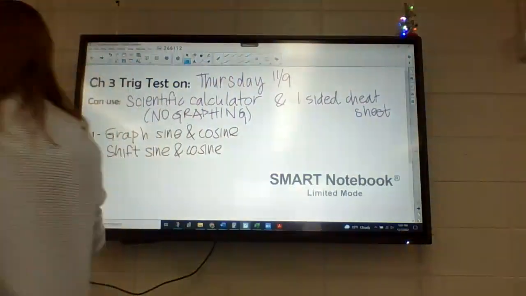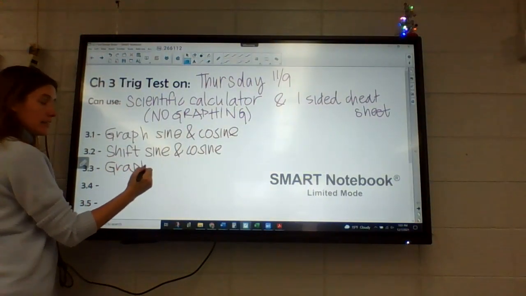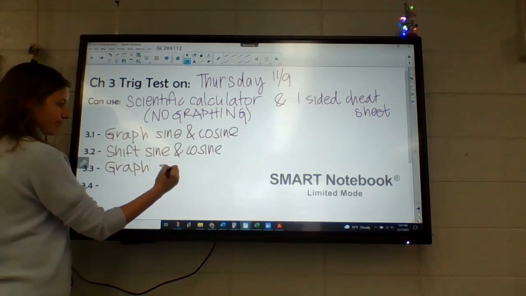Then that's when we started graphing the cosecant and secant.